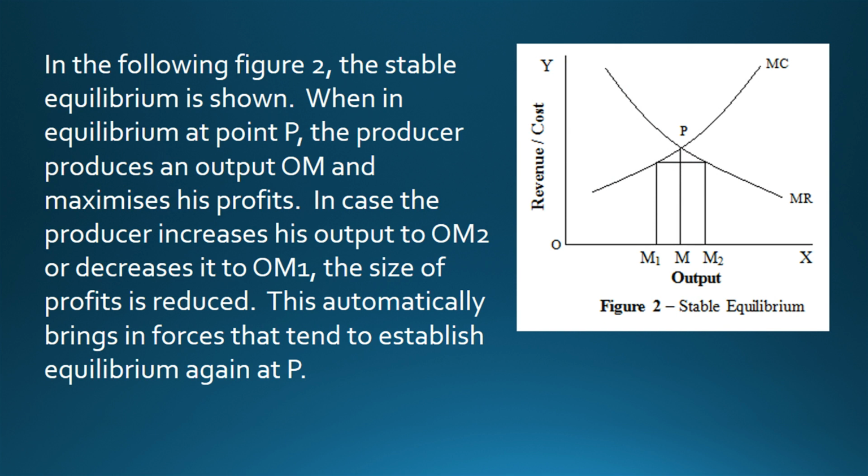In the following figure 2, the stable equilibrium is shown. When in equilibrium at point P, the producer produces an output OM and maximizes his profits. In case the producer increases his output to OM2 or decreases it to OM1, the size of profits is reduced. This automatically brings in forces that tend to establish equilibrium again at P.